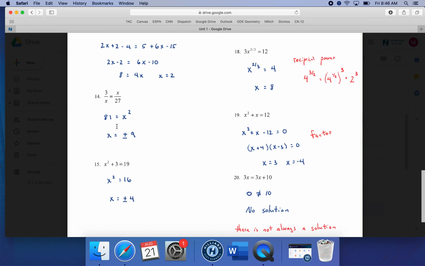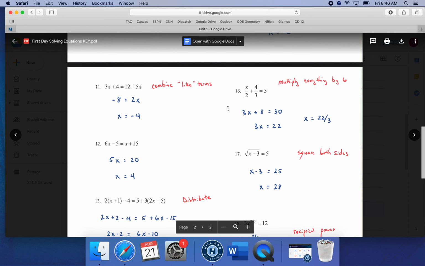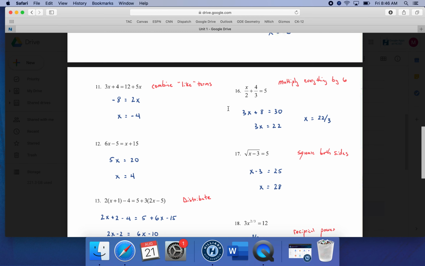So 14 and 15 are quadratics where we're going to use square roots. 16 certainly is something you have to be able to do. You have to be able to work with fractions. In this case, I'm going to look at the lowest common denominator. If my denominator is 2 and 3, I'm going to multiply everything by 6. I'm going to multiply this by 6, this by 6, and this by 6, and that will give me this next line: 6 times x plus x over 2.